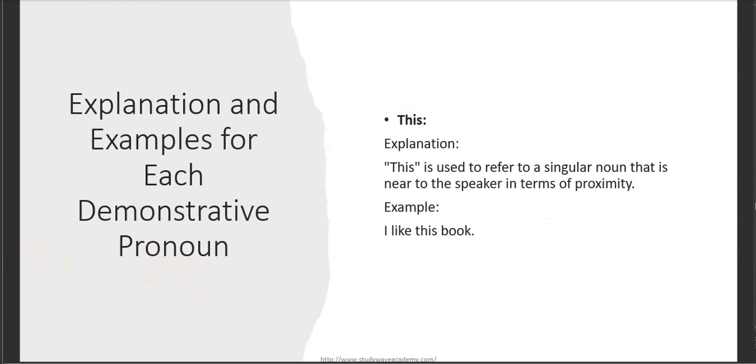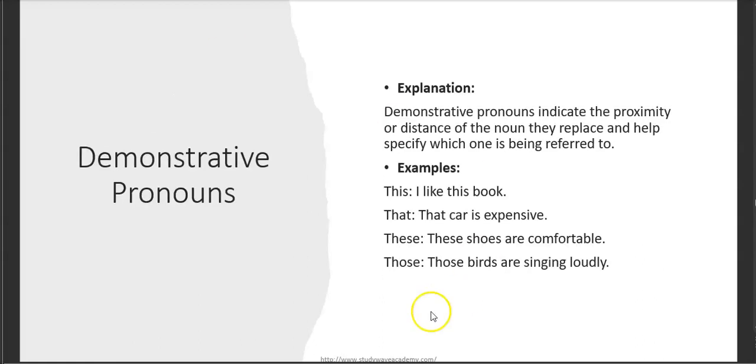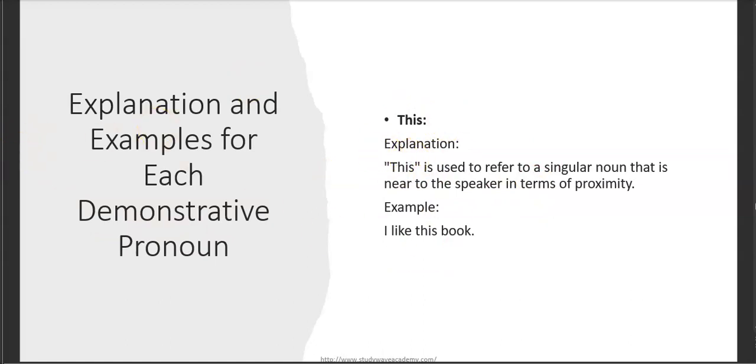Then next we have this. This is used to refer to a singular noun that is near, okay? So we've looked at these examples, the 4 of them: this, that, these, and those. So I told you even how to read that, this, these, okay? So there's a different this, these. So all this, we're going to be looking at them specifically. This is used to refer to a singular noun that is near the speaker in terms of distance. So I like this book. It means the book is close to you and you love that specific book, okay? So the book is near you, okay?